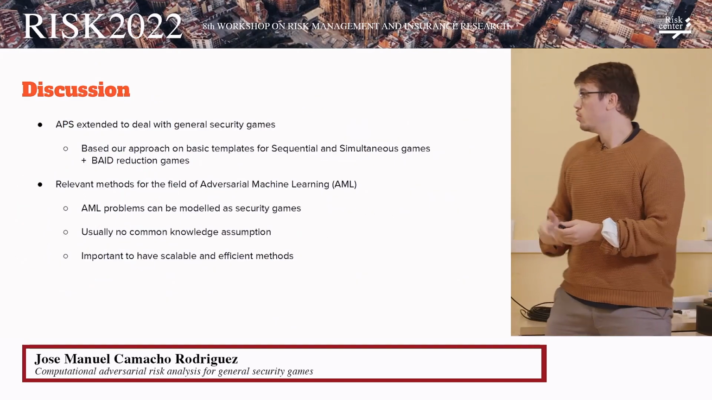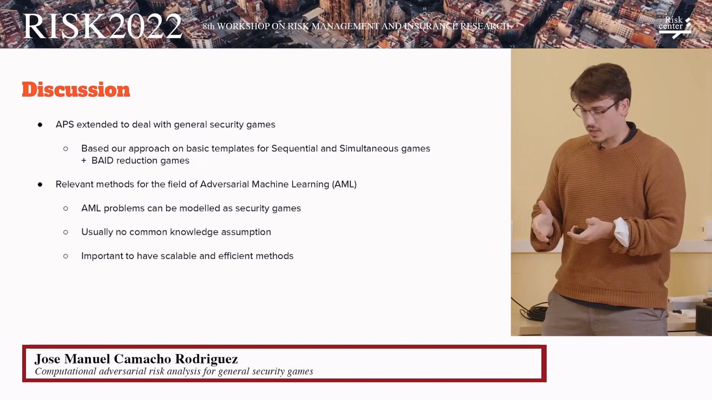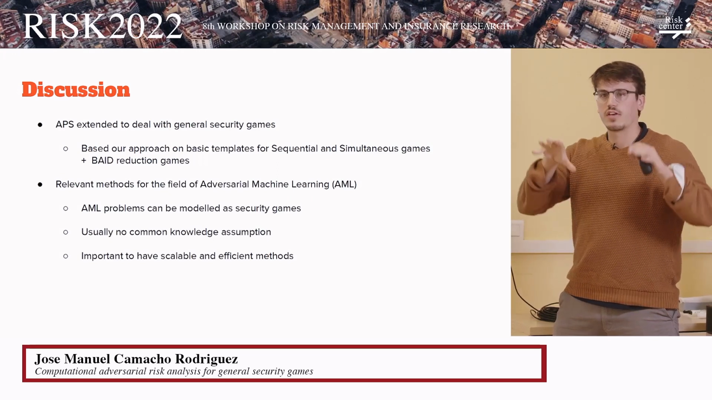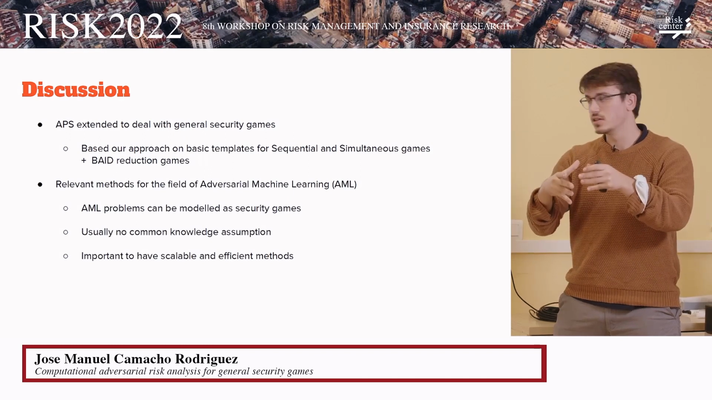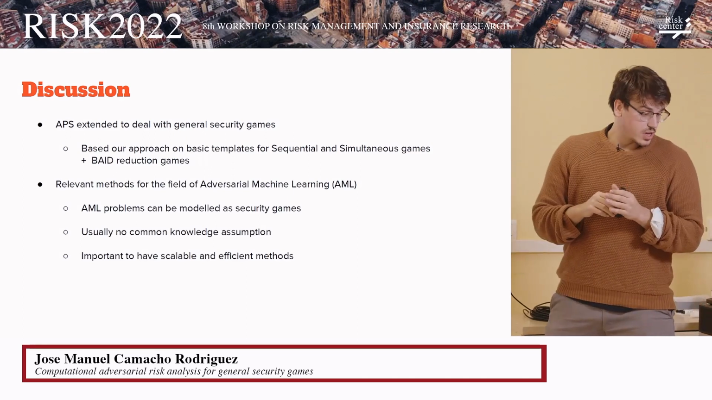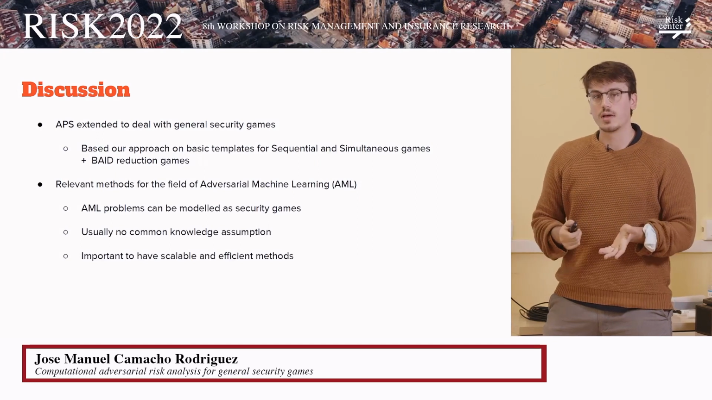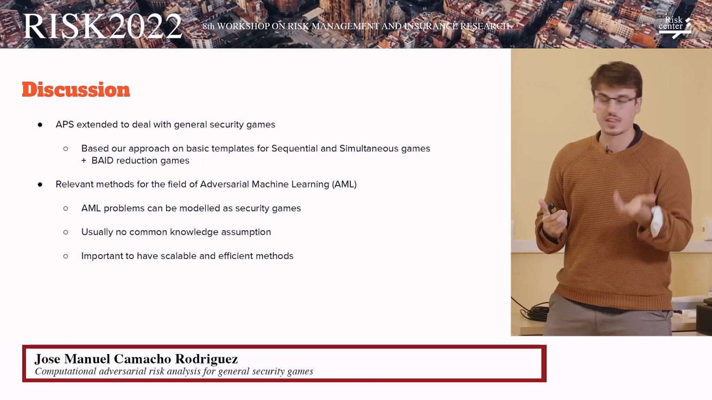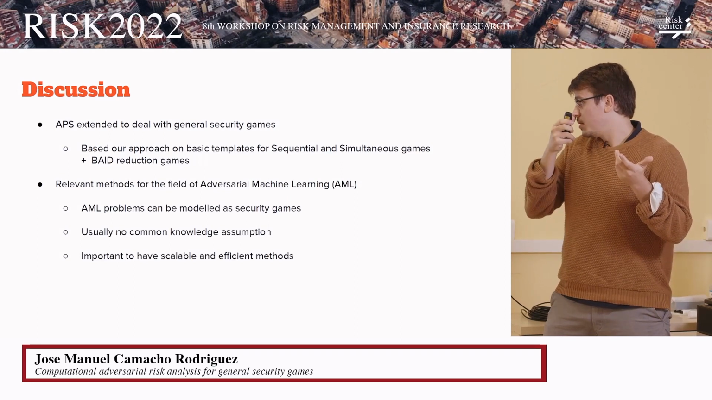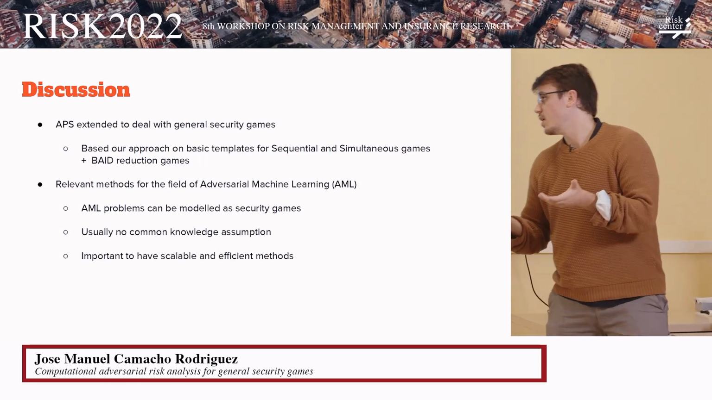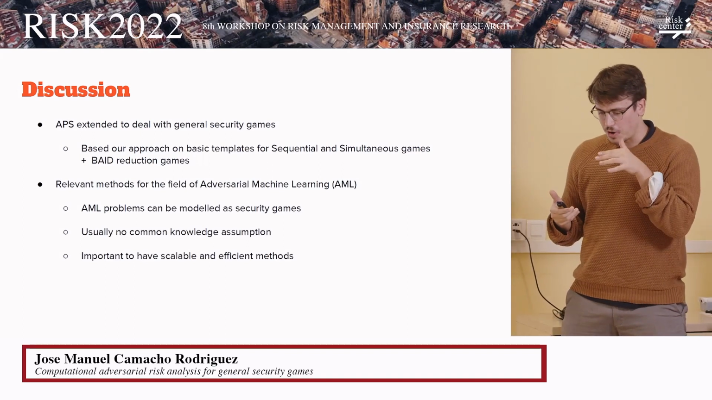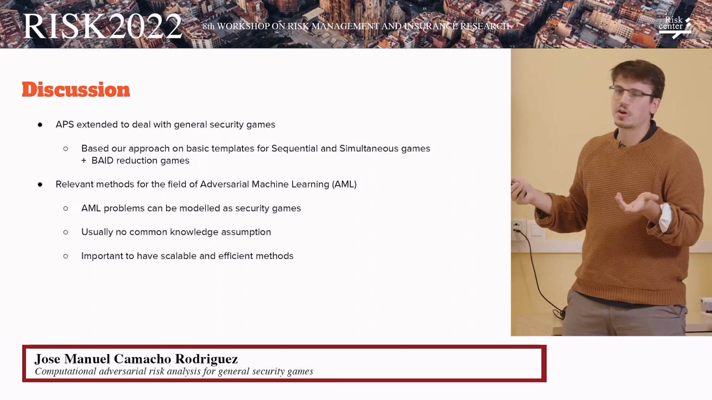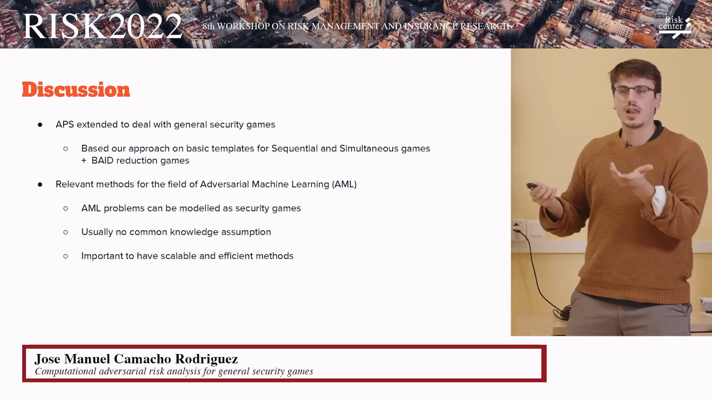To conclude, we extended the general security games with augmented probability simulation. We do it from basic templates and add to a general case. And I would like to say that this should be relevant for adversarial machine learning, that is, when the artificial intelligence model has been attacked, because this can be modeled as security games. And the very important thing is we are dealing with uncertainty, we are not having the common knowledge assumption. Because of that, it is important to have methods that are scalable and efficient.